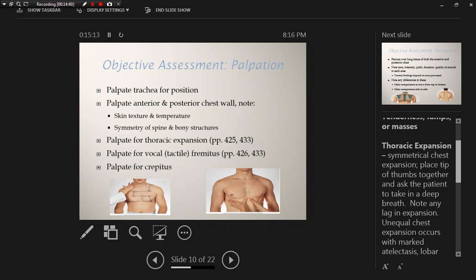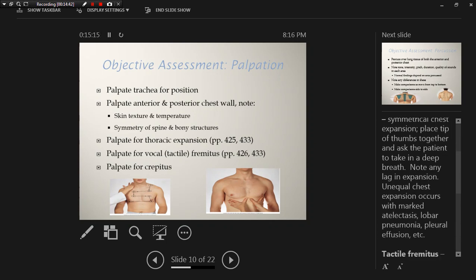If there's unequal expansion, we usually think of atelectasis, pneumonia, pleural effusions. Some other things we can look for is crepitus. Some of your patients who actually have a collapsed lung can have air that escapes from outside of the lung and accumulates under the subcutaneous tissues, and it can cause a bubbling up under the skin. If we palpate it, it feels kind of like Rice Krispies. And we refer to it as crepitus.